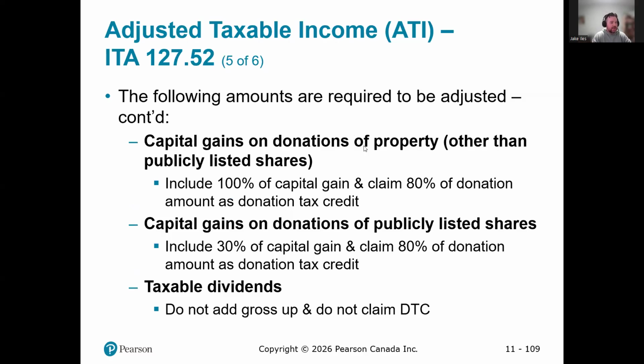Capital gains on donations of property include 100% of the capital gain, and you claim only 80% of the donation amount. Capital gains on donations of publicly listed shares include 30% of the capital gain, whereas normally we don't include the capital gain at all. Claim 80% of the donation amount. For taxable dividends, we're not going to claim the donation tax credit, so we won't do the gross up. Since the gross up is intrinsically linked to the donation tax credit, we just ignore it. We only care how many dollars you received.